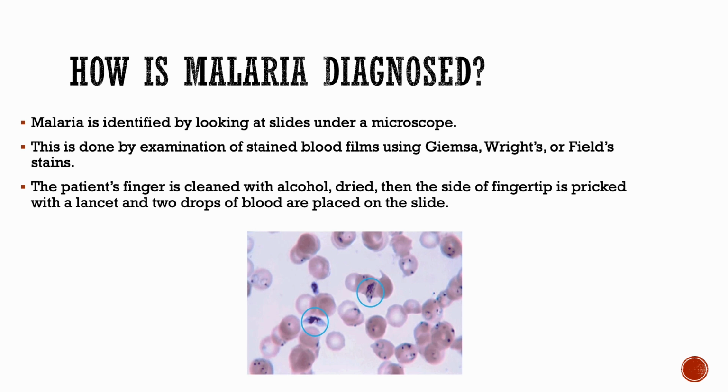How is malaria diagnosed? Malaria is identified by looking at slides under a microscope. This is done by examination of stained blood films using Giemsa, Wright's, or field stains. A patient's finger is cleaned with alcohol, dried, then the side of the fingertip is pricked with a lancet and 2 drops of blood are placed on the slide. Below is a picture of what the parasites look like under a microscope.